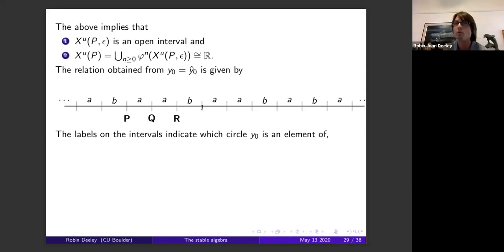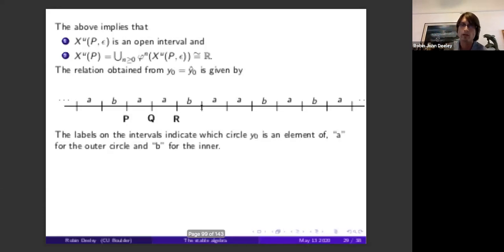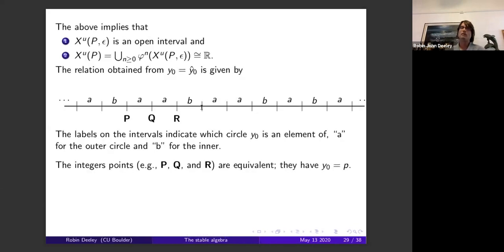And what are the integer points? Well, they're the case where it's actually equal to that wedge point P. So let's just get that all down, right? And we notice that this P, this Q, and this R are all equivalent. All their Y naughts are equal to P. Whereas if I took this point here, this is not equivalent to a point here, right? Because they've got different labels, right? So one's on the outer circle and one's on the inner circle. Maybe the angle is the same, right? But they are not equivalent.